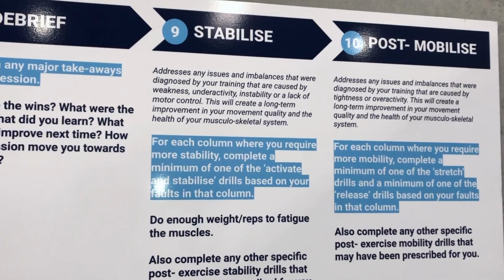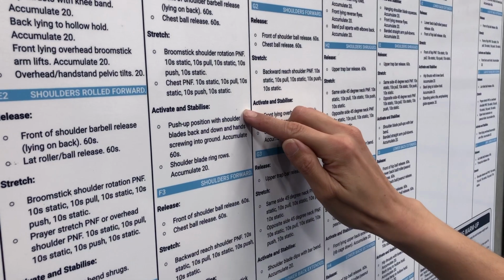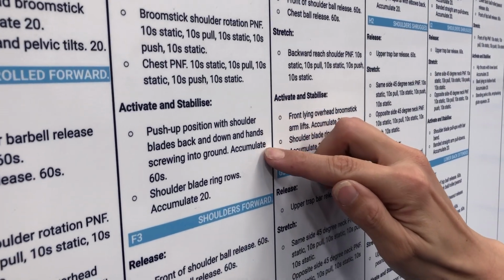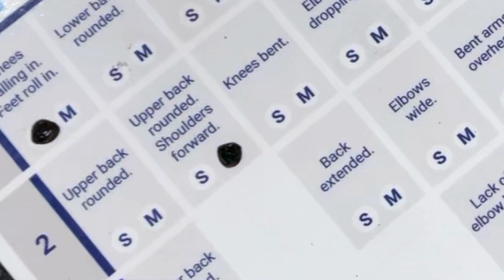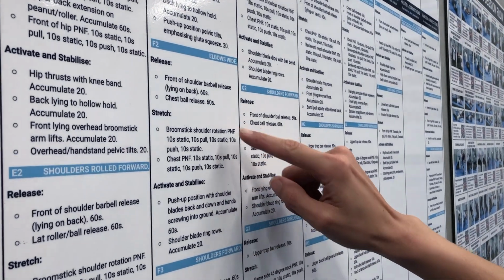So this brings us to step 9, stabilize. For every dot over an S, you'll complete a minimum of one of the activate and stabilize drills for that fault. Then in step 10, post-mobilize, for every dot over the letter M, you'll complete a minimum of one of the stretch drills, plus a minimum of one of the release drills. If you follow the Range of Motion session flow, you'll be able to maximize your musculoskeletal health and your physical performance, and ensure you're looking after your body.